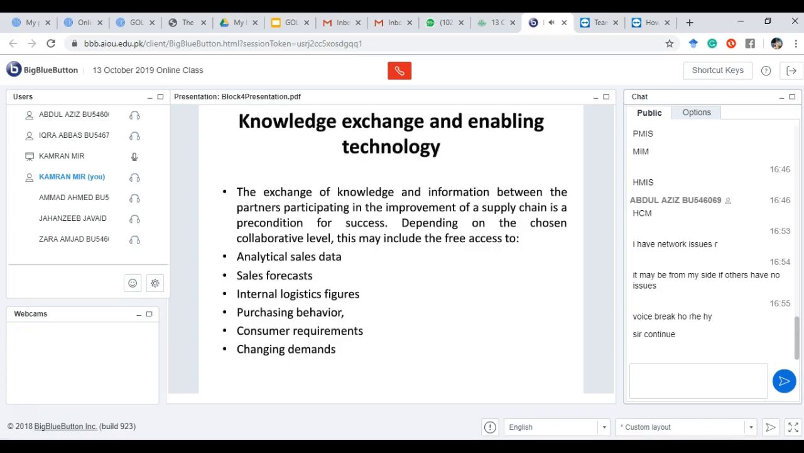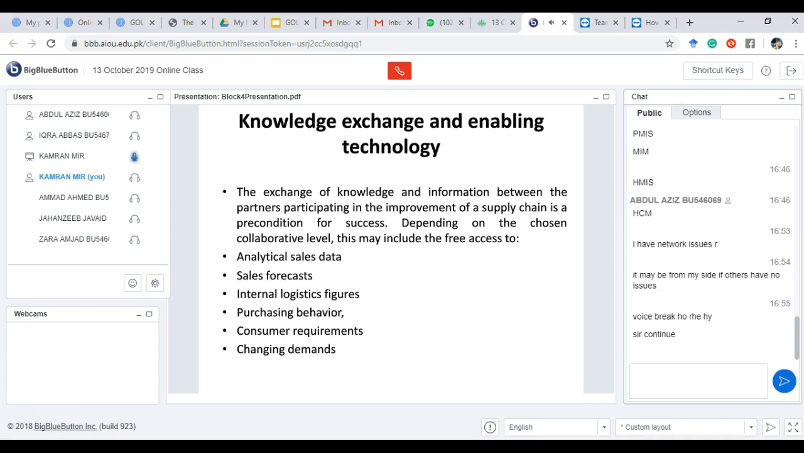Now, knowledge exchange and enabling technology. The exchange of knowledge and information between the partners participating in the improvement of a supply chain is a precondition for success. Depending on the chosen collaborative level, this may include free access to analytical sales data, sales forecasts, internal logistic figures, purchasing behavior, consumer requirements, changing demands. Because of the technology involved, the knowledge can easily be exchanged from one company to another, which is again good for the whole sector of the business.